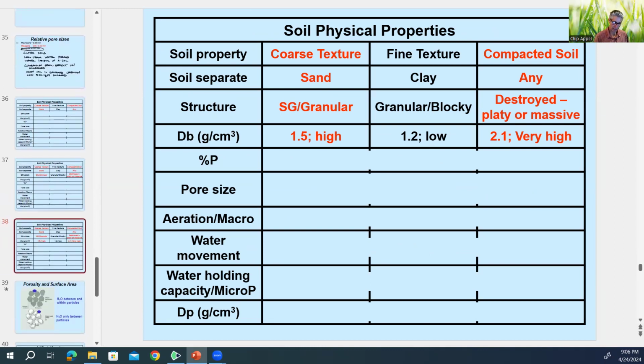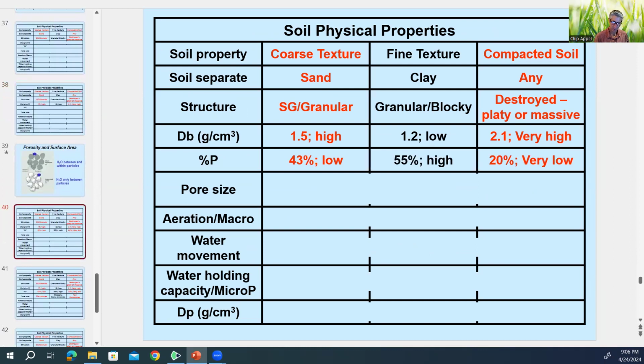So the porosity is going to manifest that way, right? So for 1.5 bulk density, porosity is going to be low, 43%. For a bulk density of 2.1, the porosity is super low, right?